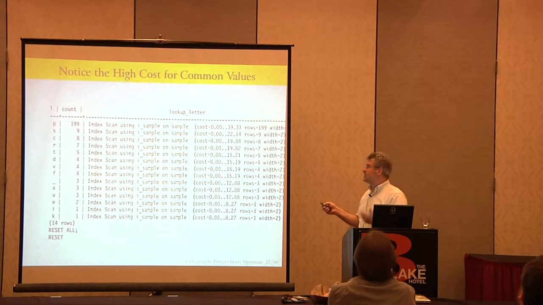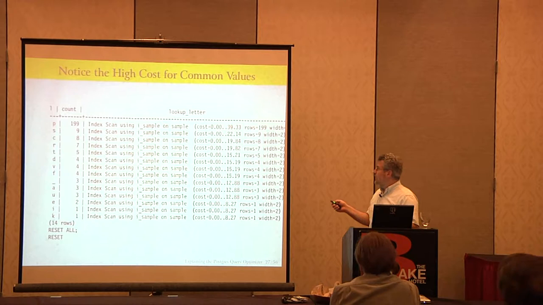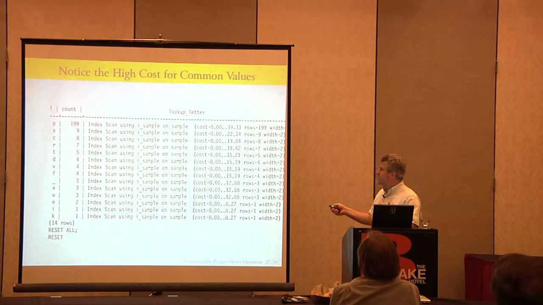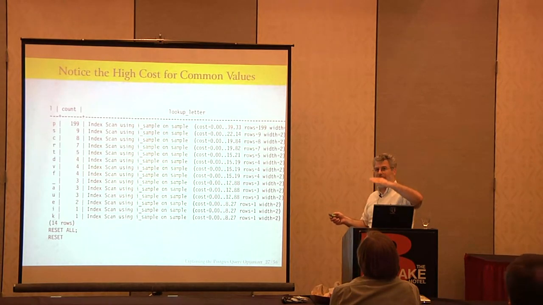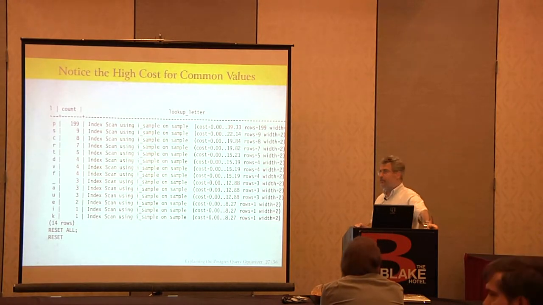So it considers this index lookup to find all the P's to be about three times as expensive as the sequential scan, which seems about what we think it was. And then if we start to look farther down, you can see these numbers have grown all the way up. So it goes from 8 to 12 to 15 to 19 all the way up. As the table gets bigger, or as it gets less restrictive, it gets more and more expensive.